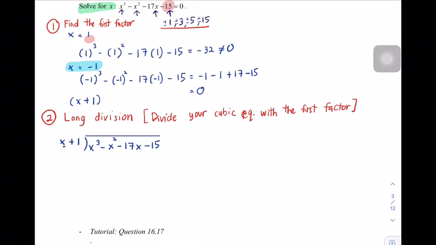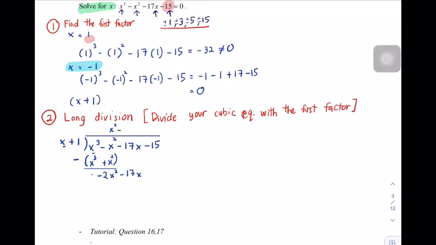So x, to become x cubed, we have to multiply by x squared. So x squared times x is x cubed. x squared times 1 is positive x squared. So bracket, minus: x cubed minus x cubed is 0. Negative x squared minus positive x squared, you will get negative 2x squared. Okay, minus 17x. Negative 2x squared minus 17x.